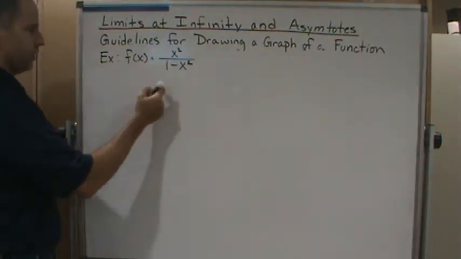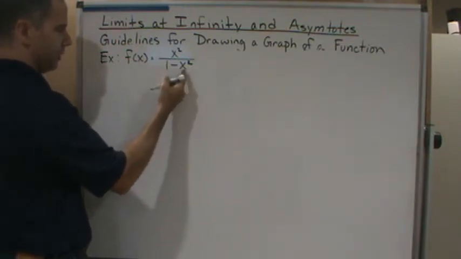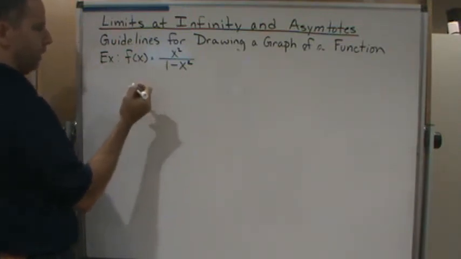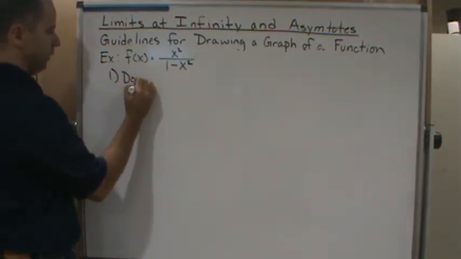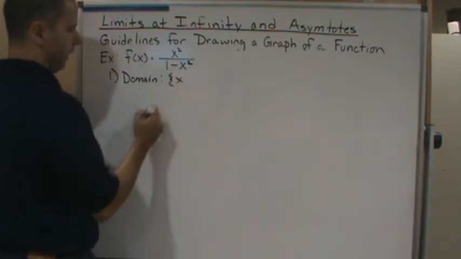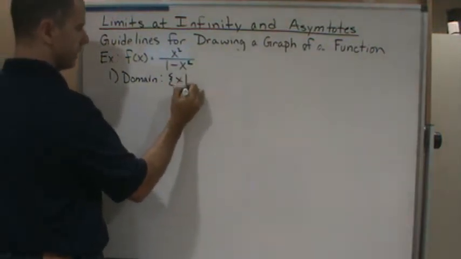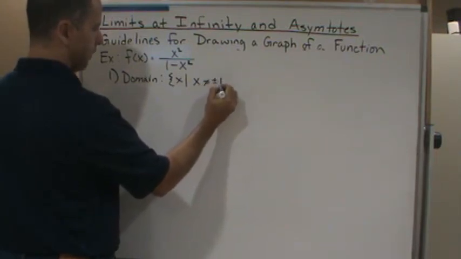First thing I noticed is that we've got restricted values because we can't have 0 in the denominator, so that means we can't have 1 and negative 1. So the domain is going to be the set of all x such that x is not equal to plus or minus 1.